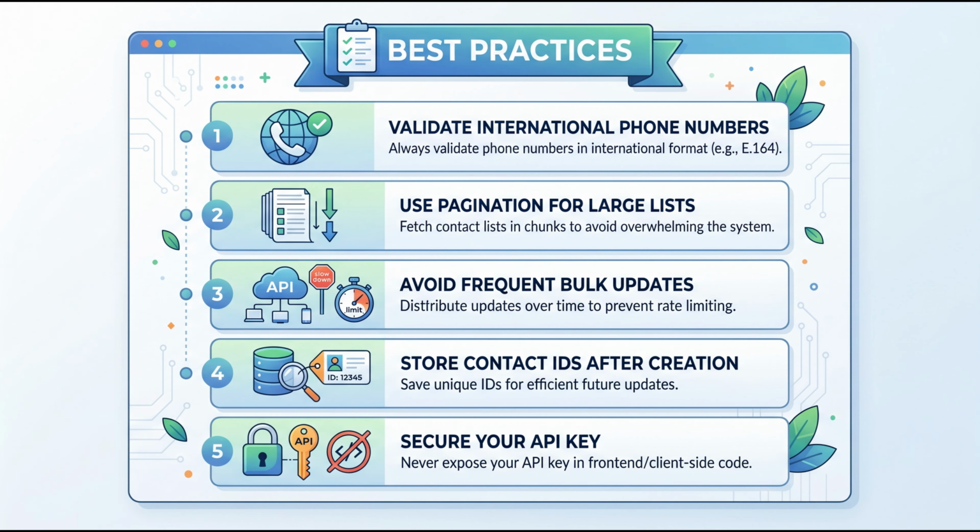Best practices. Always validate phone numbers in international format. Use pagination when fetching large contact lists. Avoid frequent bulk updates to prevent rate limiting. Store contact IDs after creation for efficient updates. And secure your API key. Never expose it in front-end code.